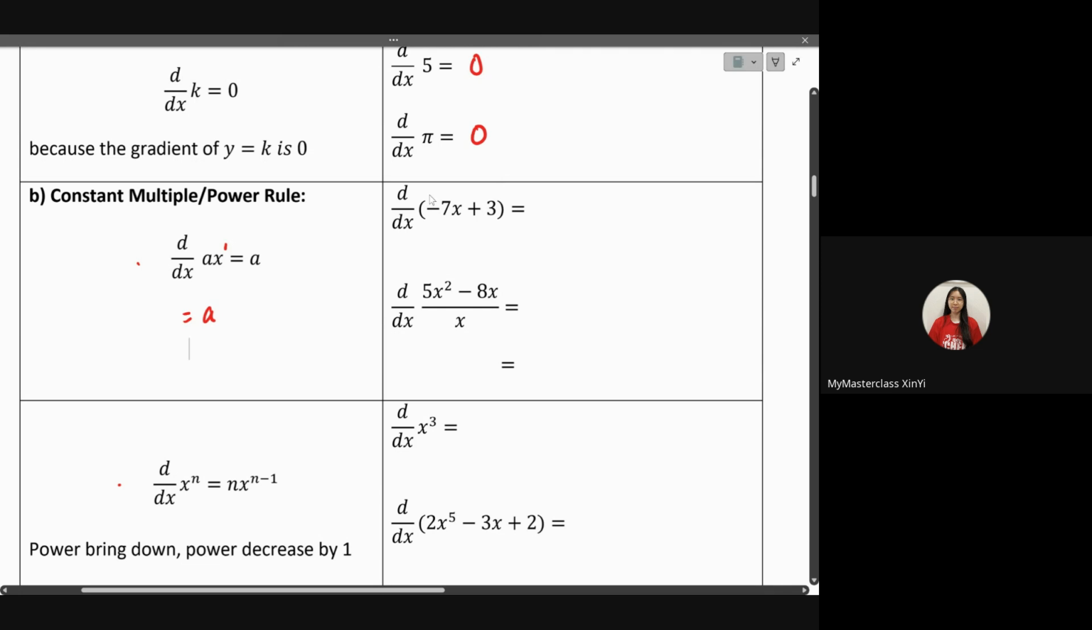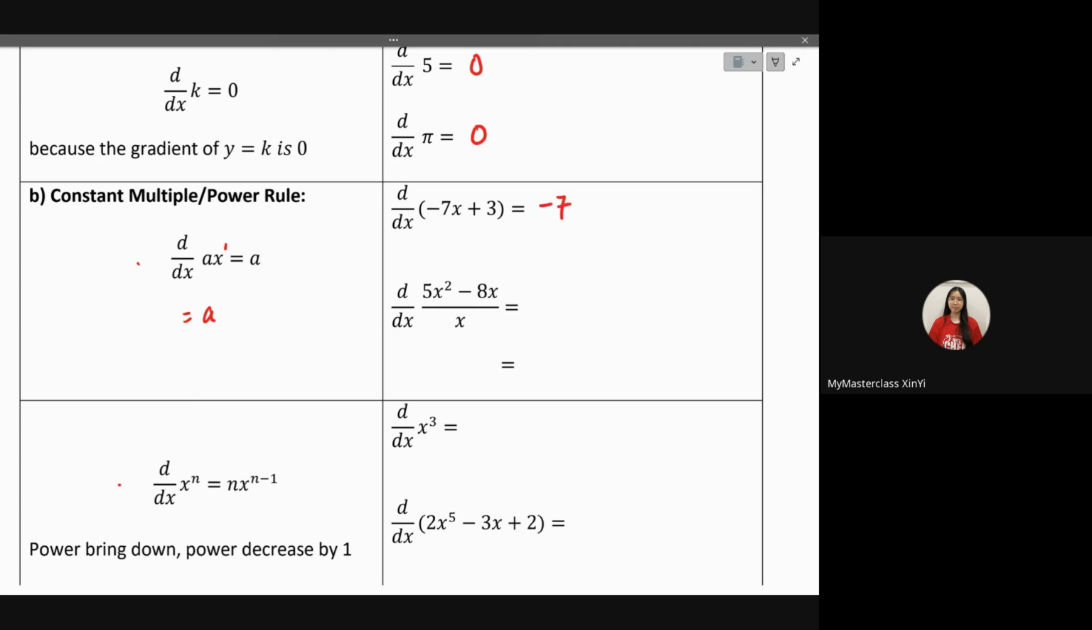So when I differentiate negative 7x, I will get negative 7. When I differentiate a constant here, I will get 0. So therefore, when I differentiate this entire thing, it is just negative 7.